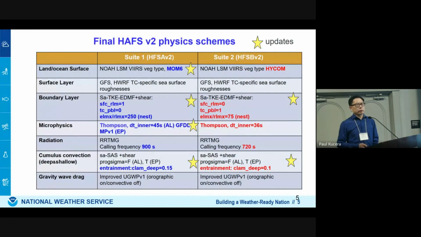For the HAFS version 2 physics schemes, many of the developers and speakers in this meeting have mentioned them, so I don't need to go into detail. Many of these schemes have a star attached to them, which means they have been updated from version 1. It also shows the difference between HAFS-A and B. The physics difference is mostly that the boundary layer uses different tuned parameters, a different time step for the Thompson scheme, and of course a different ocean model: one is MOM6 and one is HYCOM.